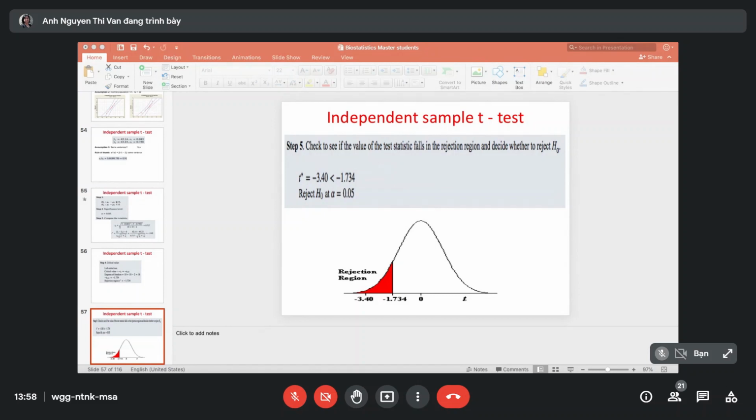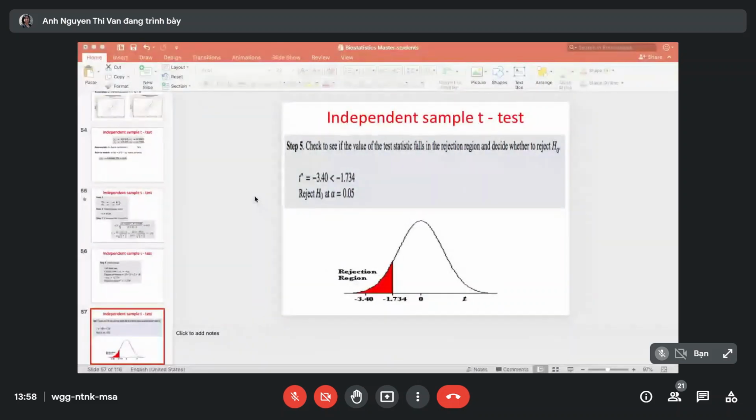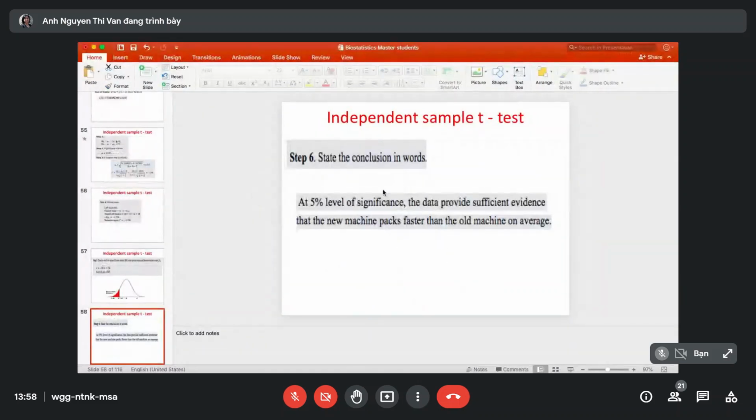Yeah, we reject H0, it means we accept H1. Okay, so H1 is accepted. H1 is what we hope, what is asked in the question. So finally, what we conclude is correct.